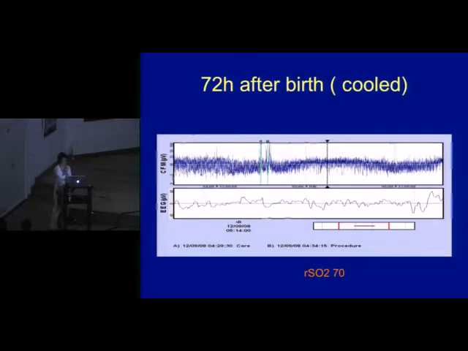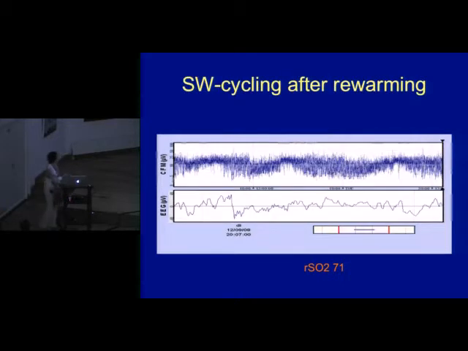This is at 72 hours, then we start rewarming. And still you have no real sleep-wake cycling, but we see here some, as we called it, imminent sleep-wake cycling. And after rewarming, we saw sleep-wake cycling, and the regional saturation of the brain didn't go up in this particular baby. And this baby had a normal MRI scan and was normal at follow-up.